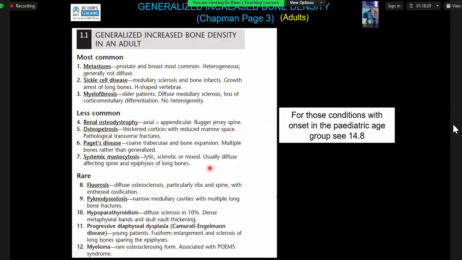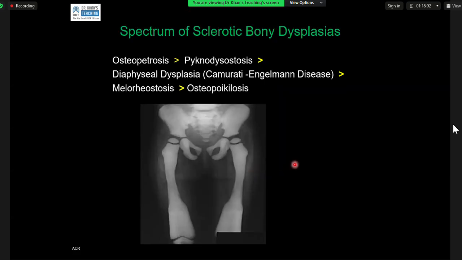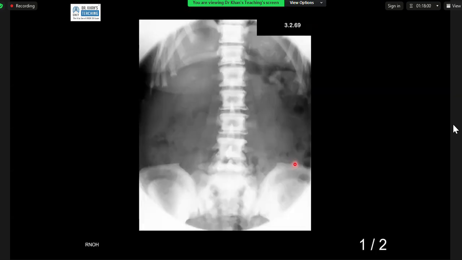Please remember that all of these things, once a patient becomes an adult, these things will persist. Basic issue is that these dysplasias are because, you remember, normal bone modeling is dependent on osteoclastic and osteoblastic activity. So either the osteoclasts are not working well or the osteoblasts, that kind of thing happens, and there is a spectrum.